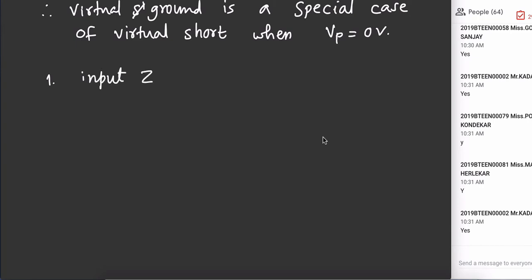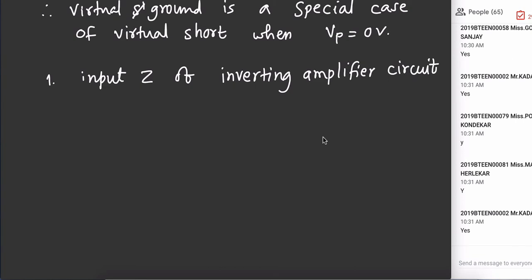Input impedance of inverting amplifier circuit. I specifically write here circuit because I am not referring to input impedance of op amp. Okay, we will discuss that and understand that clearly.